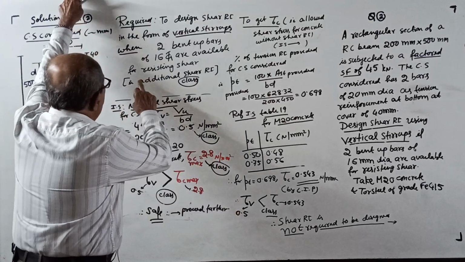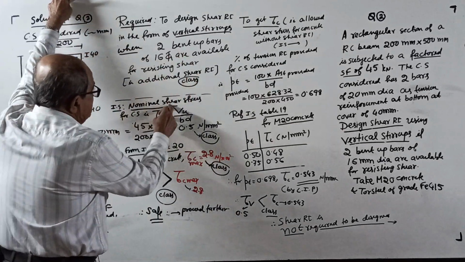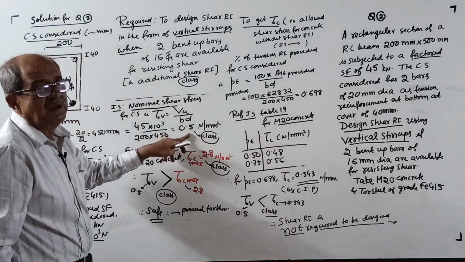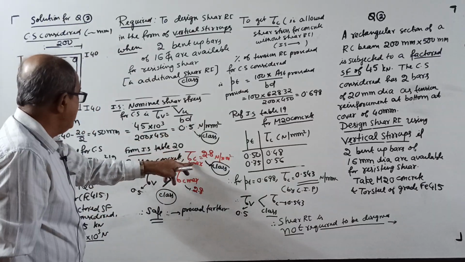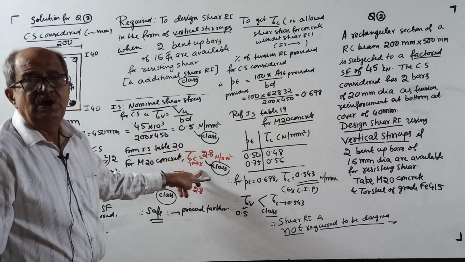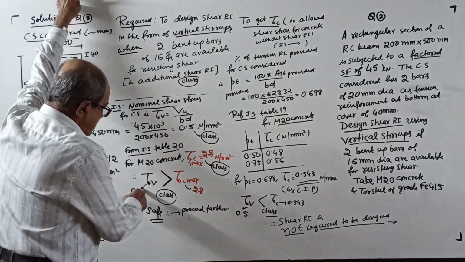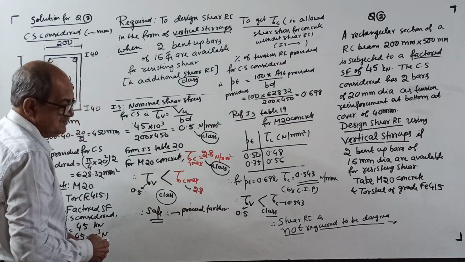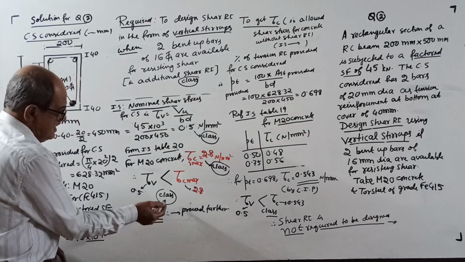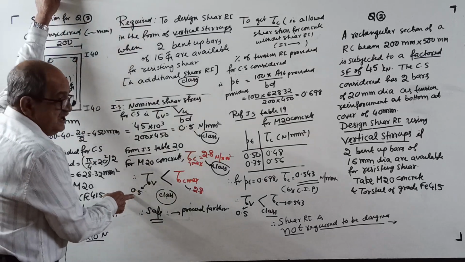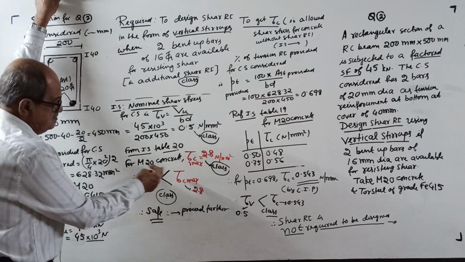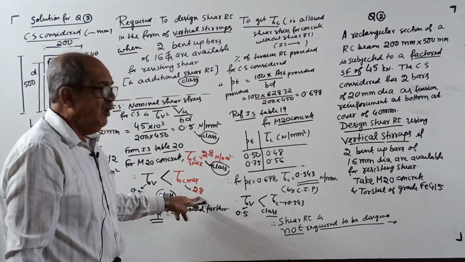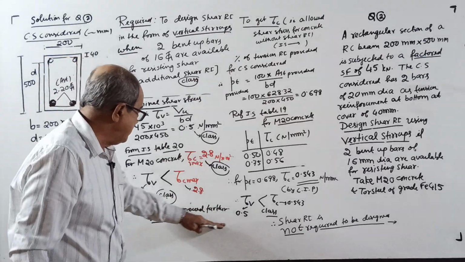See, additional steel. Okay, first nominal shear stress, tau v equals Vu by bd. Substitute, you get 0.5 Newton per mm square. For M20 concrete, table 20, tau c max is 2.8. So tau v is less than tau c max, therefore safe. Class, the shear stress to be resisted is 0.5, and IS code has given the maximum limit of 2.8. Okay, safe. Over. Proceed further.